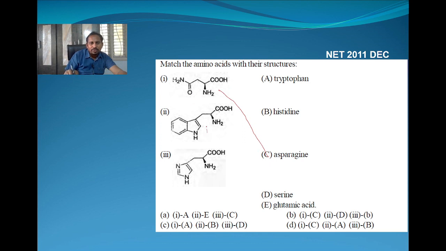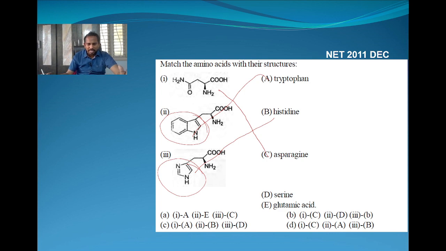And this is which group? Indole is present, and indole is present in tryptophan. Then this is histidine. The imidazole ring is there, that is histidine. So this combination is the right combination.